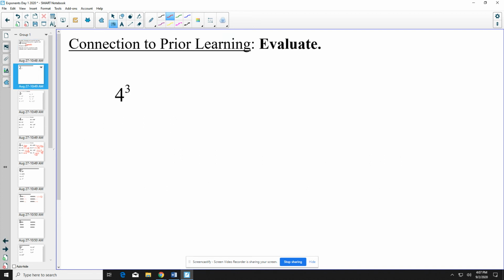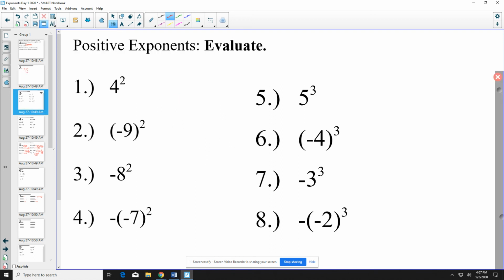What does this have to do with what we've done before? Well, we've evaluated expressions like 4 to the third. Remember, this means to take 4 times 4 times 4. The exponent tells you how many 4s to multiply. So 4 times 4 is 16. 16 times 4 would be 64. Okay? First, we're going to start with positive exponents.